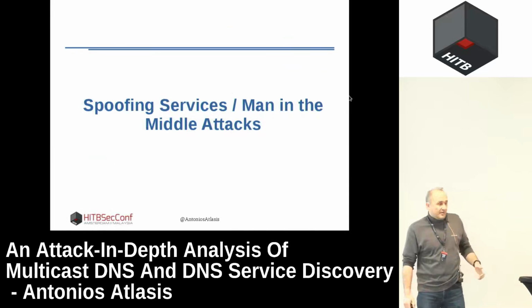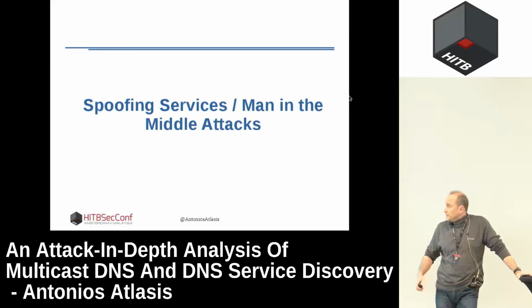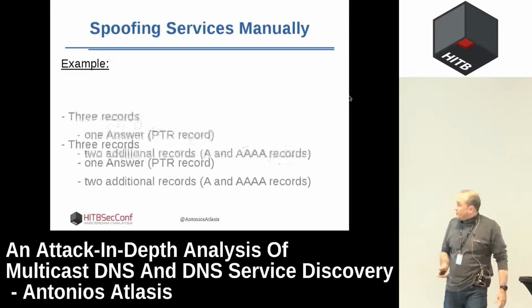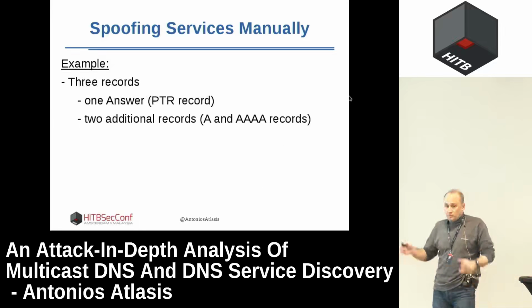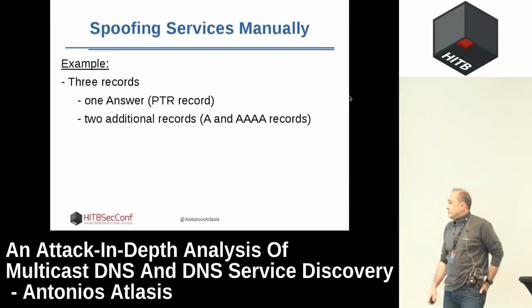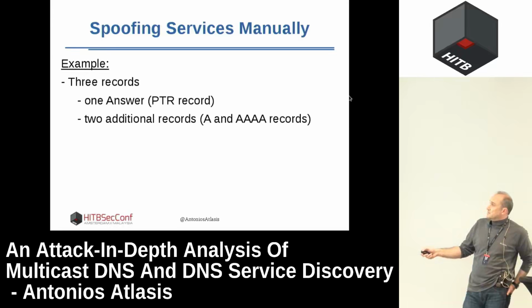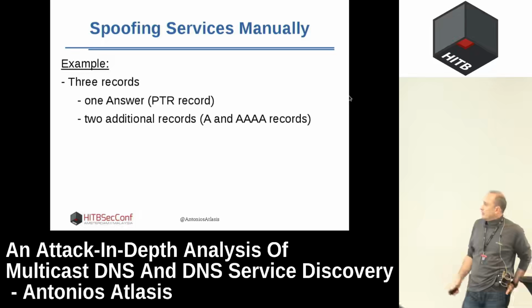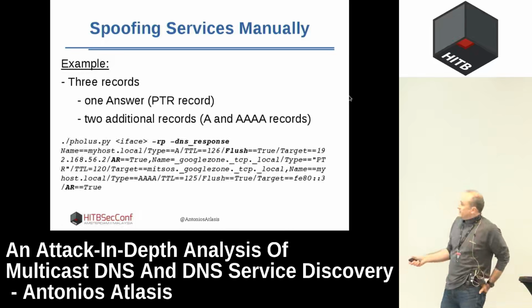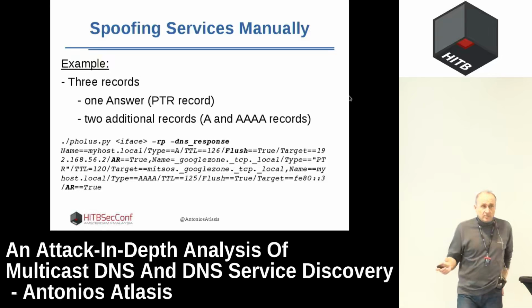Now, after finishing the reconnaissance, we will talk briefly about the man-in-the-middle attacks. I'm not going to spend too much time on this, just because it has been examined thoroughly in previous work. Just to provide you some examples of how to construct specific multicast DNS or DNSSD packets using the tool. As an example, I'm using a packet with 1 answer and 2 additional records. And this is a command. It seems complicated, but if you get the logic behind this, it's not complicated at all.